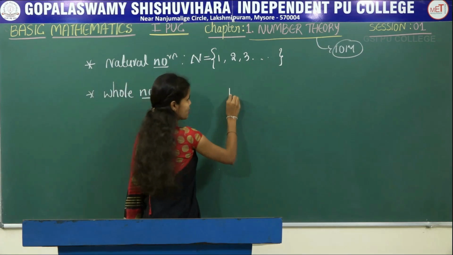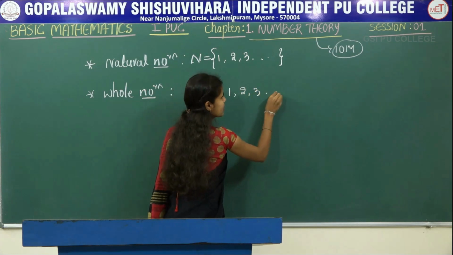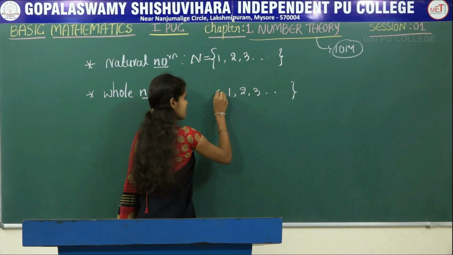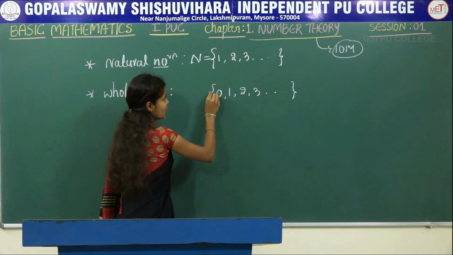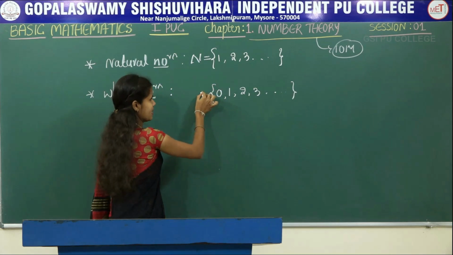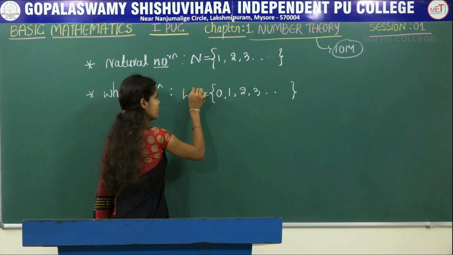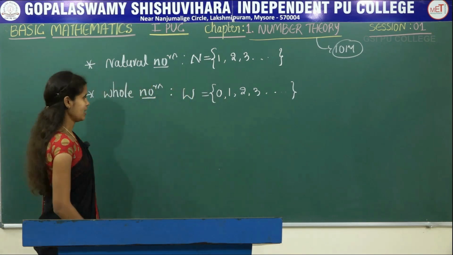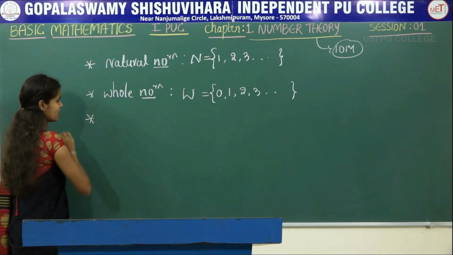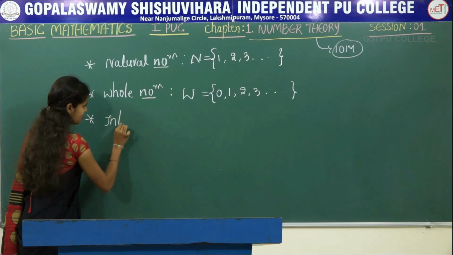Natural numbers including 0 are called whole numbers. This set is denoted by W. So next number system is integers.